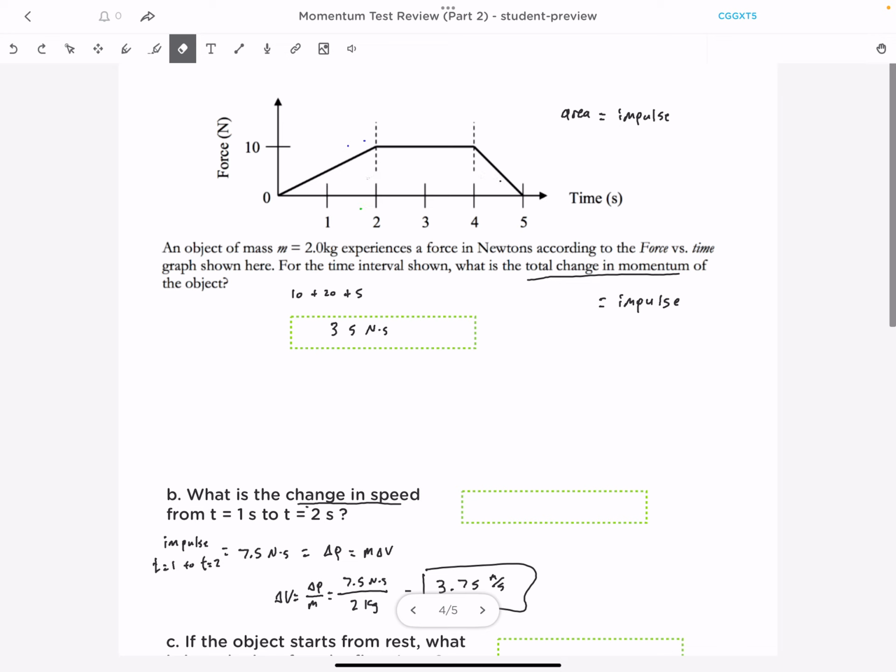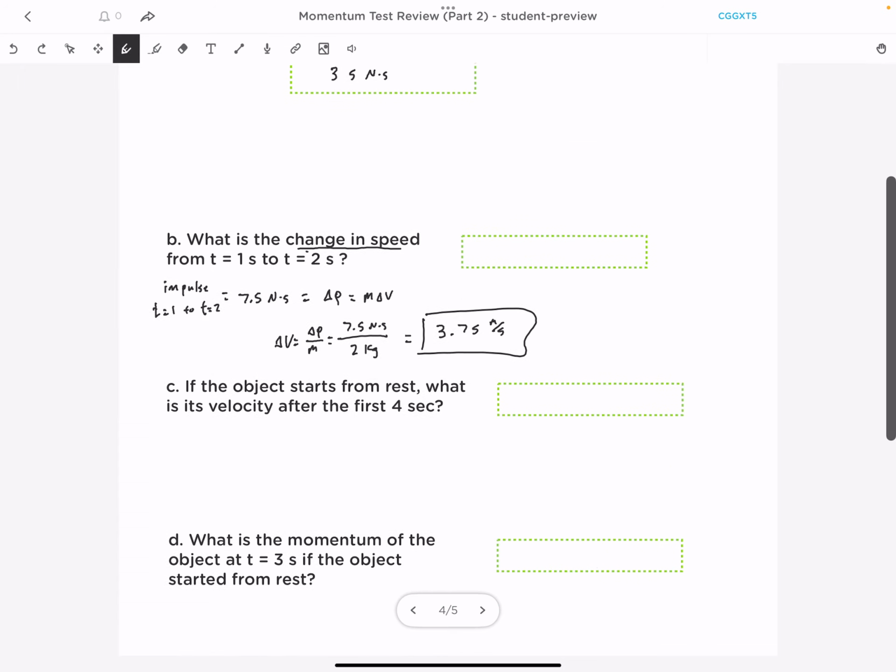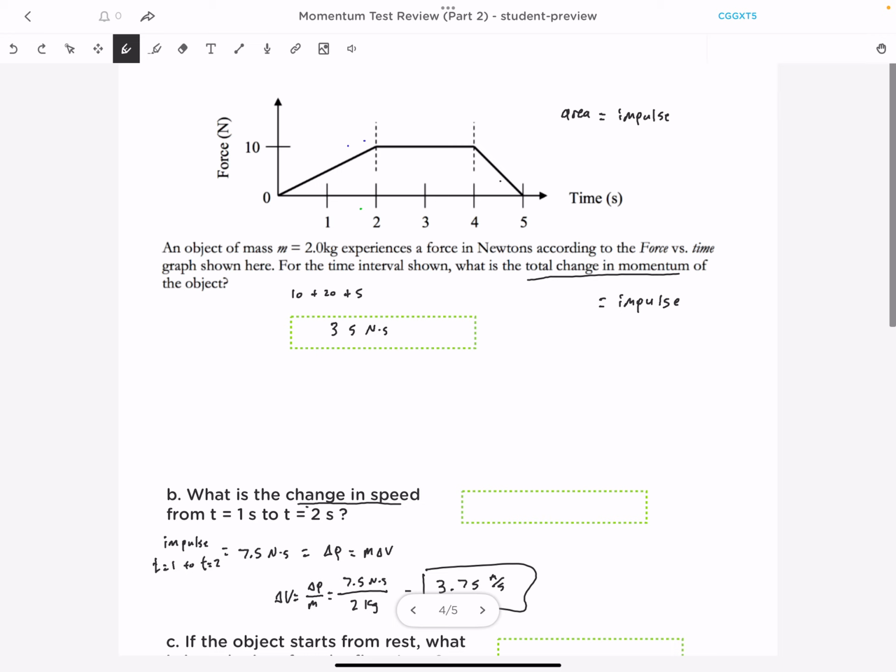So now we need to look at the speed at t equals 4, right? After the first 4 seconds of motion, we need to figure out what its speed is. So now we're figuring out this whole area here. I'm going to be doing it from scratch just so you get used to the process.